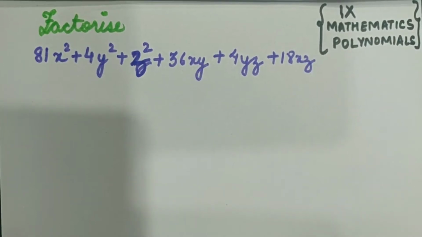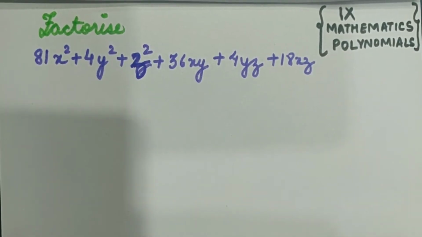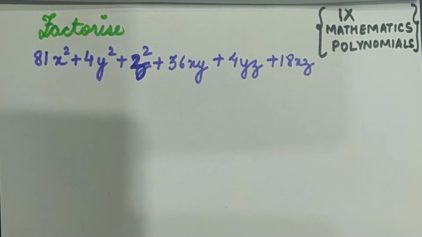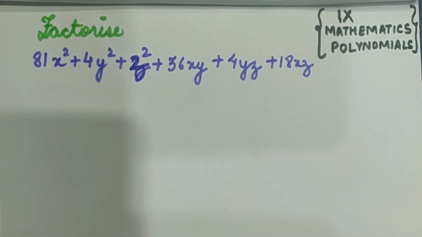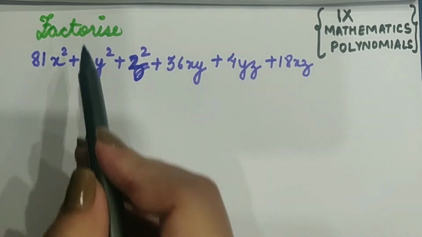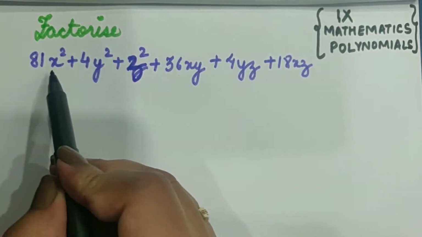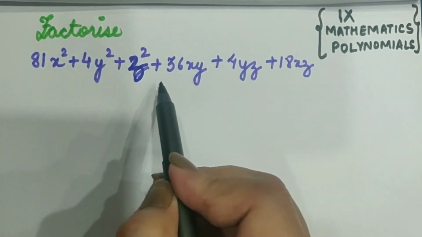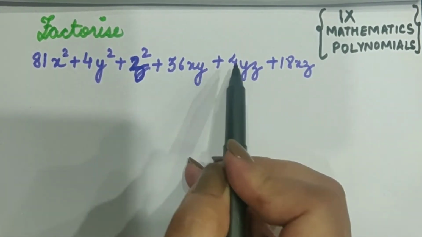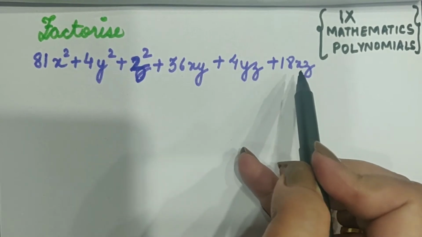Hello students, we have read about algebraic identity fifth, which is (a + b + c) whole square. It is equal to a square plus b square plus c square plus 2ab plus 2bc plus 2ca. Now here I have taken: factorize 81x square plus 4y square plus z square plus 36xy plus 4yz plus 18xz.